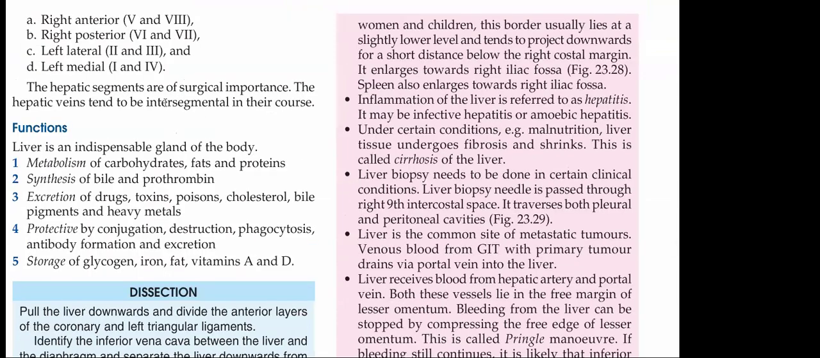The hepatic segments are of surgical importance. The hepatic veins tend to be intersegmental in their course. Functions: the liver is an indispensable gland of the body. Metabolism of carbohydrates, fats, proteins, synthesis of bile and prothrombin, excretion of drugs, toxins, poisons, cholesterol, bile pigments, and heavy metals. Protective by conjugation, destruction, phagocytosis, antibody formation and excretion, storage of glycogen, iron, fat, vitamin A and D.